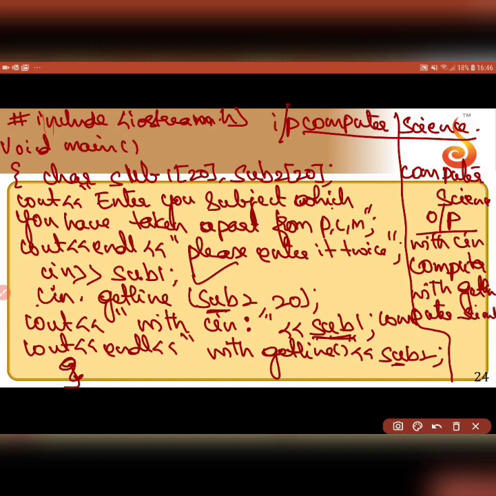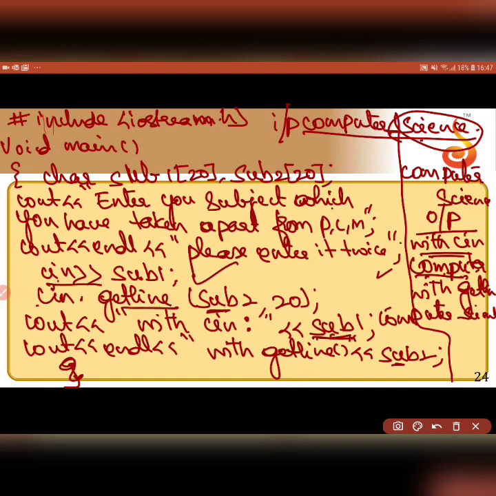So you can see the difference here, because both the times I entered computer science only. I did not enter computer, but then I gave a space between computer and science. So cin reads only until a space is encountered. After that it doesn't read. So until a space is encountered it will take. So it printed me computer for sub1, because sub1 I have taken with cin.